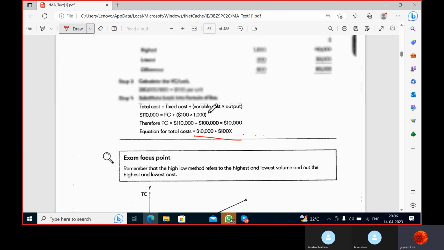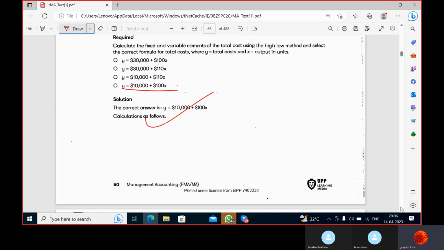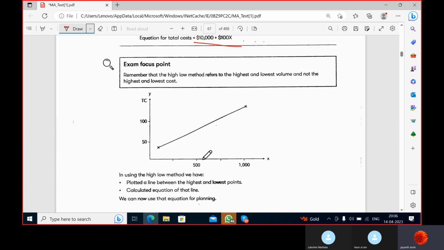I think we have done this question yesterday. This was the equation. See, this graph shows what actually? This graph shows that when you increase your output, your cost will increase. Your fixed cost is constant, I understand, but the total cost would increase.